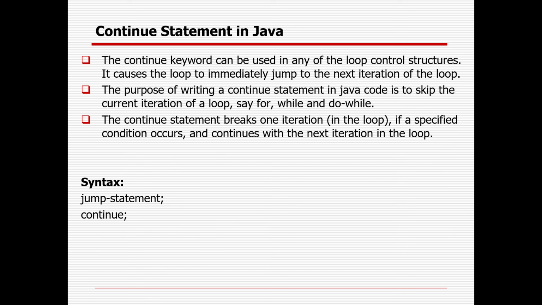Whereas the continue statement is different, right? It will check for a particular condition and skip that iteration, and then it will iterate again. The continue keyword can be used in any of the loop control structures. It causes the loop to immediately jump to the next iteration of the loop. The purpose of writing a continue statement in Java code is to skip the current iteration of a loop, say for, while or do while. The continue statement skips one iteration if the specified condition occurs and continues with the next iteration of the loop.